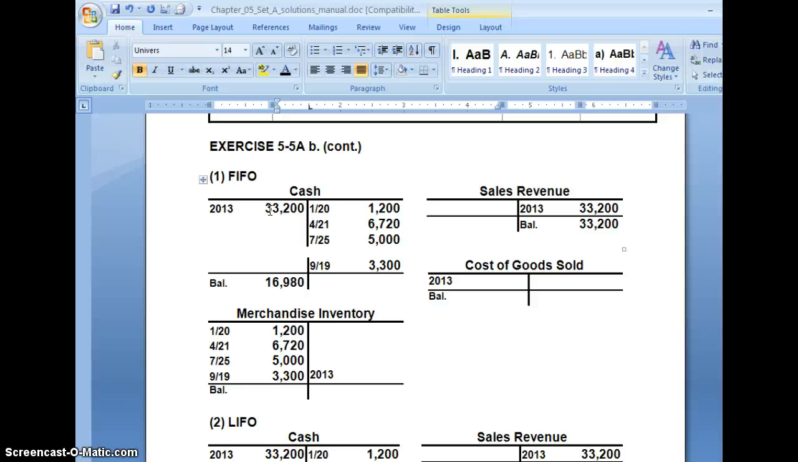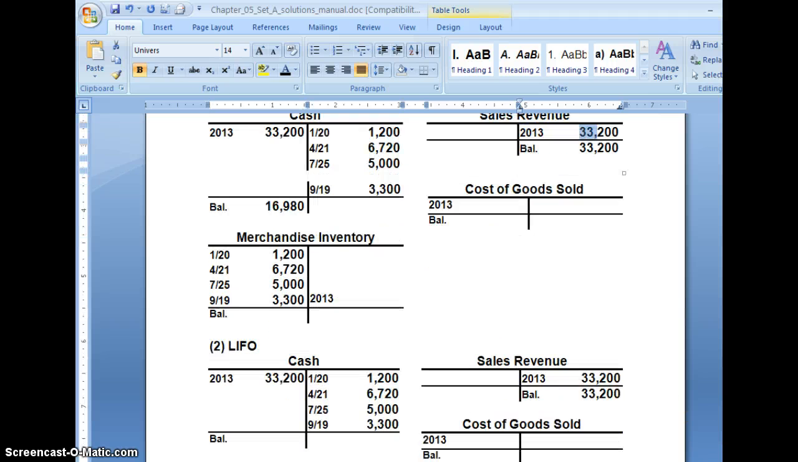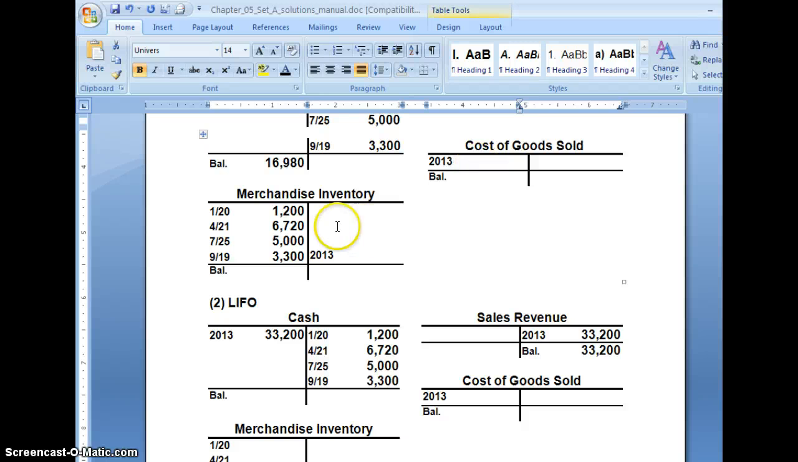and what you're doing is sales, 33,000, and then you show the transactions. Cash went down and merchandise inventory went up. So cash is going down right here. You're crediting cash on these right here, and you're debiting merchandise inventory. Cash goes up, cash is debited, sales revenue is credited. Then you got to figure out what cost of goods sold is. Okay, how much inventory goes down by, and how much cost of goods sold goes up by.